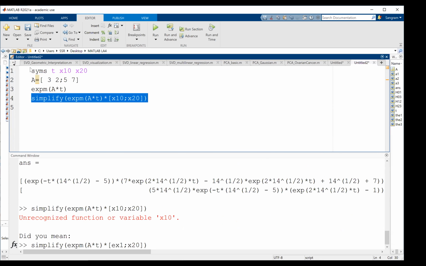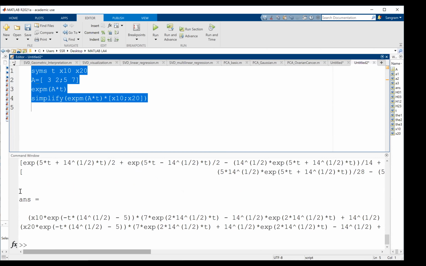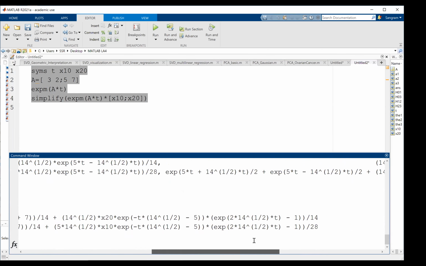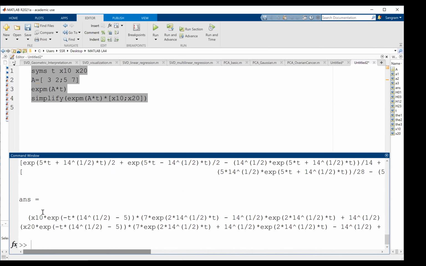Yeah, you need to run the whole code. So you need to highlight this and run the whole code. And now, I really want you to do this. Can you see that now you just have 2 rows? You understand? Now you just have 2 rows. The first row means this is the solution of x1 for all time t. The second one is the solution of x2 for all time t.